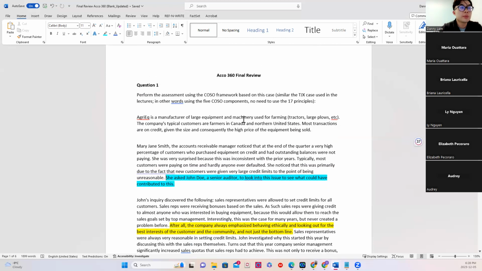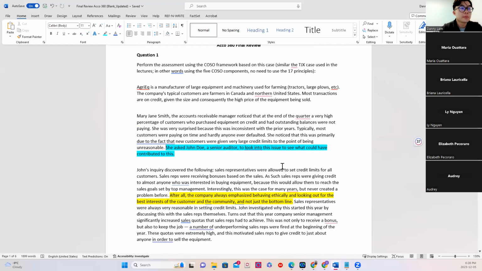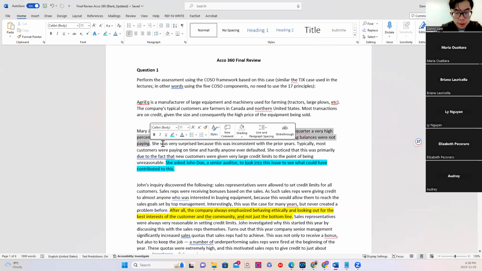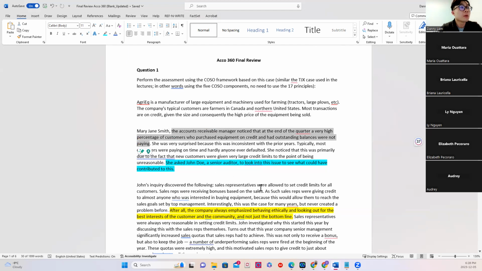Which part, where did you find this? Which paragraph? Yeah, it's the third one. Mary Jane Smith, the account receivable manager, received a notice at the end of the quarter of a very high percentage of customers. Okay, and how is this a control activity? So they have a system in place to flag unusual sales amounts or credit sales. Okay, that's very good. So let's copy this.